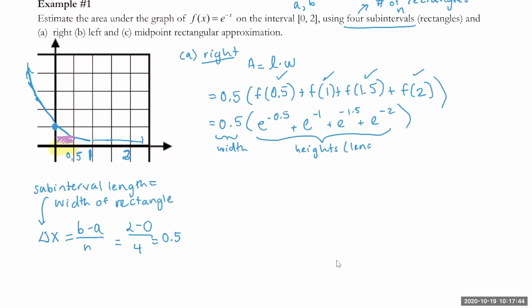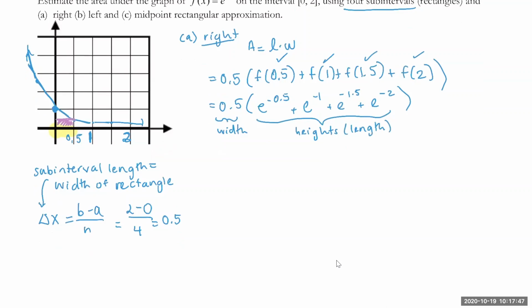Or I guess you can think of it as length. Okay, so yes or no, in the chat, if I switch my thinking for part B to left endpoint, does the width of my rectangle change? Does the subinterval change? Yes or no? Good, you guys. No, it doesn't change. So we still keep the 0.5.